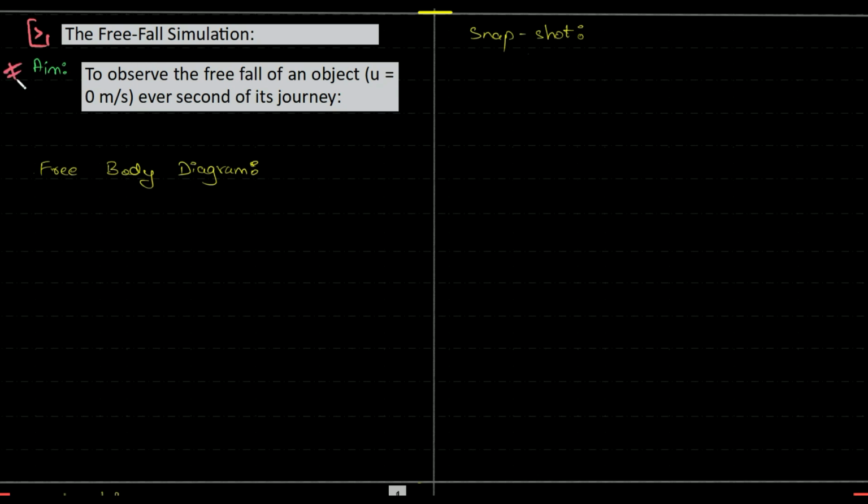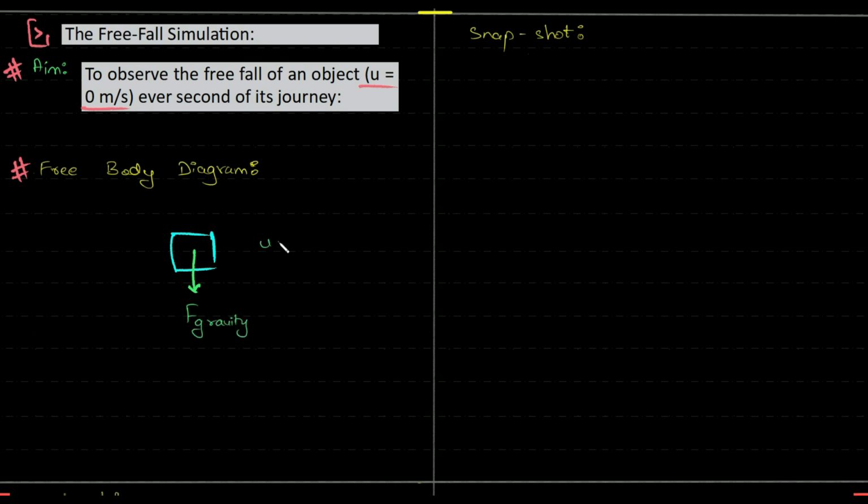So what is the main agenda over here? To observe the free fall of an object every second of its journey. We're going to take the initial velocity to be 0. Right? So let me show it, then it will make sense. So first thing is the free body diagram of the object. So what we have here is an object. We have the force acting on that object, and this force is your gravity.